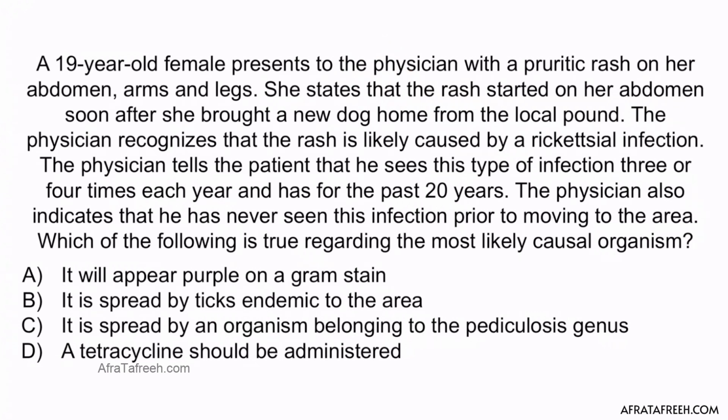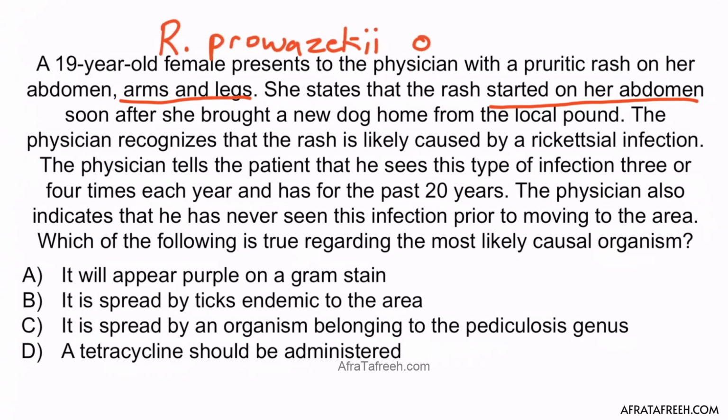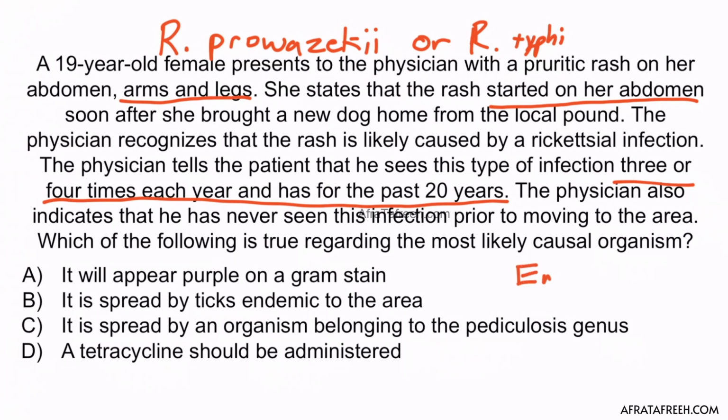Now, hopefully you noticed that this rash started on her trunk and spread outward. She says it started on her abdomen, and now it's on her arms and legs as well. So we're thinking of Rickettsia prowazekii or Rickettsia typhi, either of which cause typhus. And we are also told that we should be thinking of an endemic form of typhus. This clue was given when the physician states that he sees this type of infection 3 or 4 times each year and has for the past 20 years. And he's never seen the infection prior to moving to this area. This indicates an endemic problem.